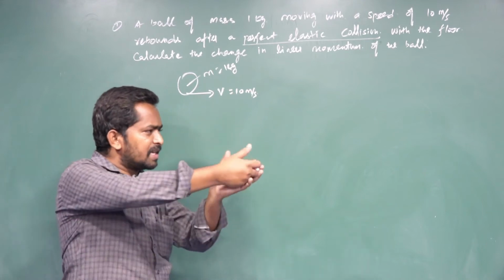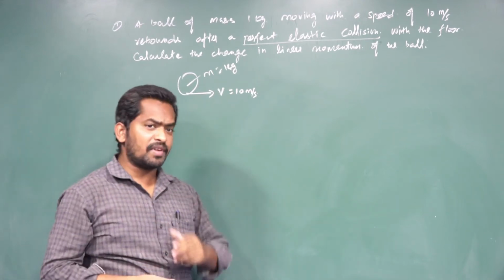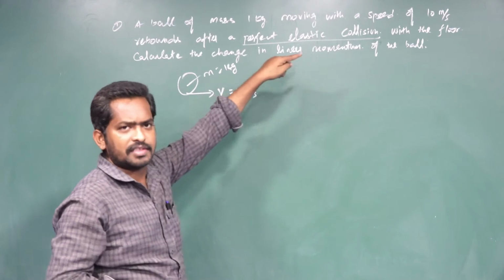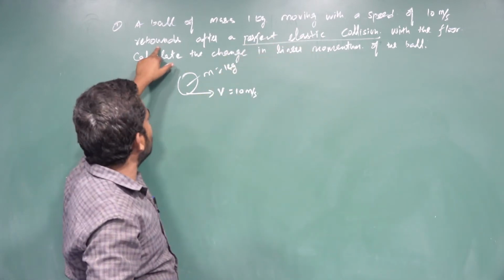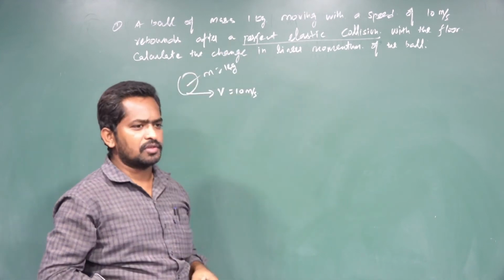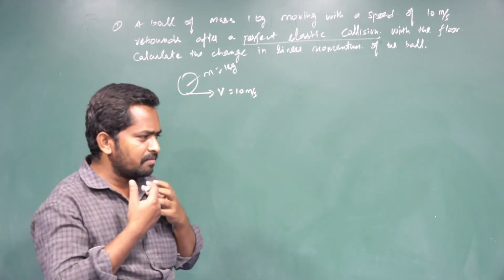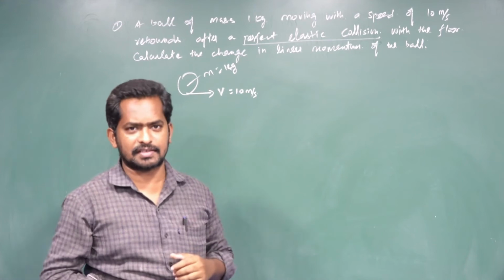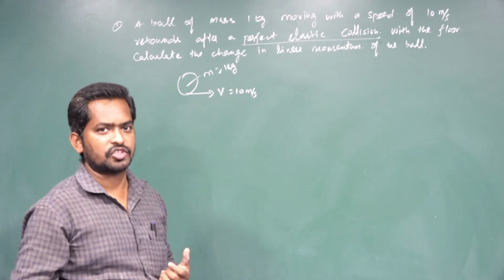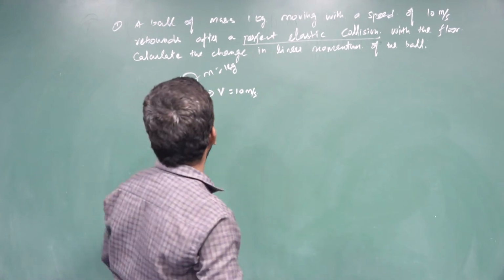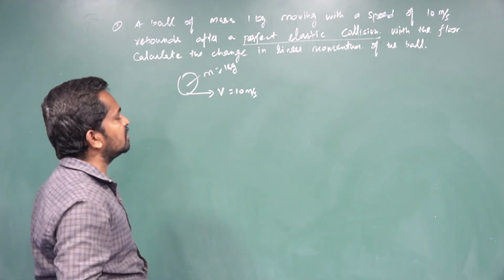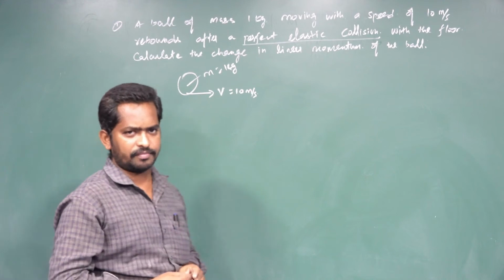The ball must rebound with the same velocity because of the perfect elastic collision. That's why it rebounds with the same velocity. Rebound after a perfect elastic collision is nothing but the ball rebounding with the same velocity in the opposite direction. That's why, with the floor in a perfect elastic collision, calculate the change in linear momentum of the ball.